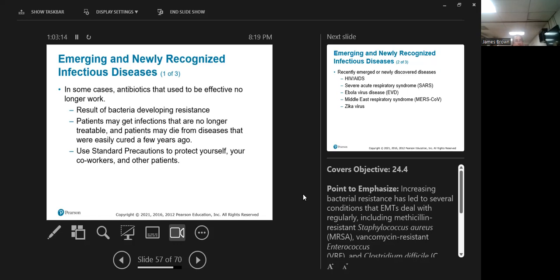In some cases, antibiotics that used to be effective no longer work. This is the result of bacteria developing resistance, and patients may get infections that are no longer treatable. Patients may die from diseases that were easily cured a few years ago. Use BSI to protect yourself, your coworkers, and other patients.